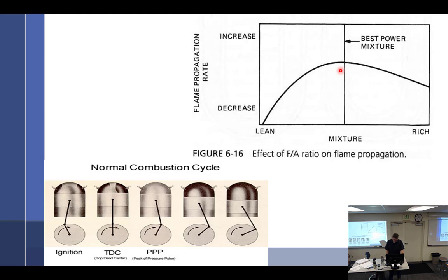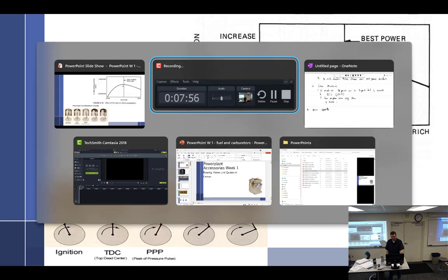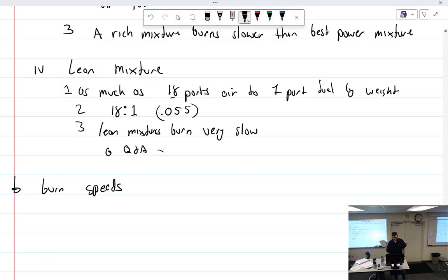So let's see, both rich and lean burn slower than best power, but lean mixture has the ability to burn the slowest. And I think I already wrote that for you, right? Lean burns the slowest. So I'll just write that. Lean burns the slowest.